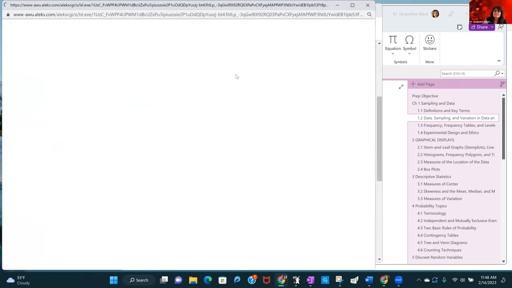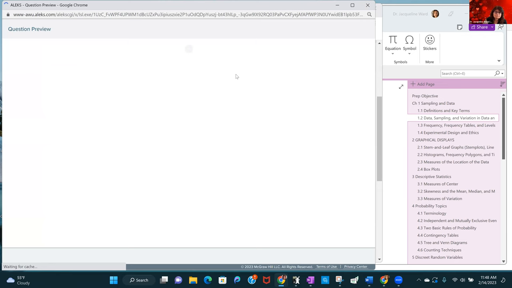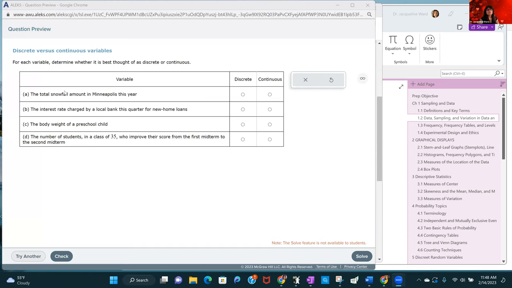So discrete versus continuous. All right, so the total snowfall amount in Minneapolis. What do you guys think? Discrete or continuous? Sometimes on the news they round it to the nearest inch, but really it's going to be continuous, because you're measuring some height and it's not going to jump between 4 inches and 5 inches. It might be 4.5, 4.75.